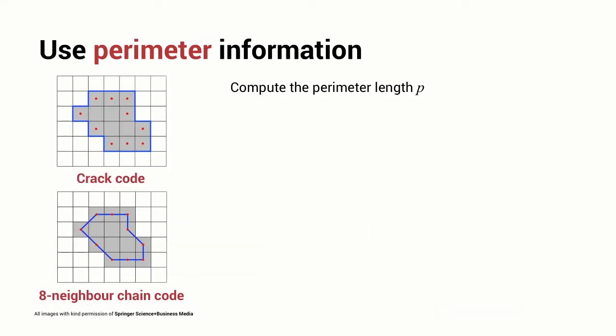Now, if we compute the perimeter using either of the techniques just mentioned, and we call that the perimeter length p, we can compute a measure that we call circularity. And this is a measure that's related to compactness. So we take 4 times pi multiplied by the area of the object, which comes from the 0th moment, and we divide it by the perimeter squared. So this is a non-dimensional quantity.